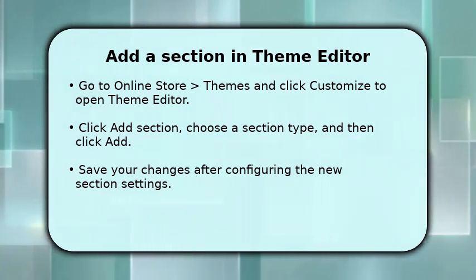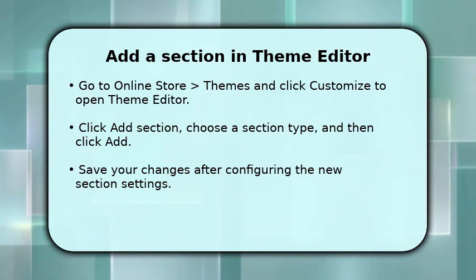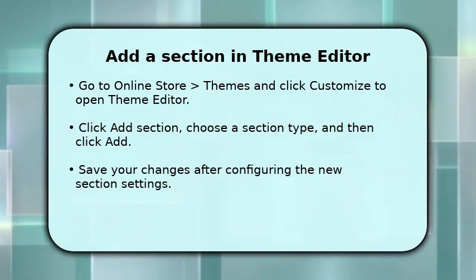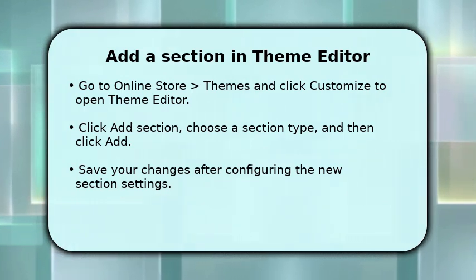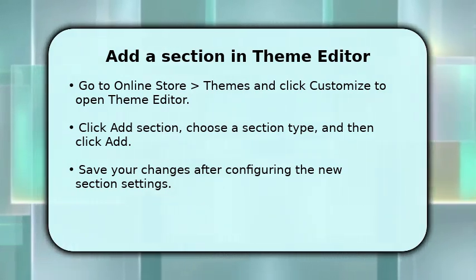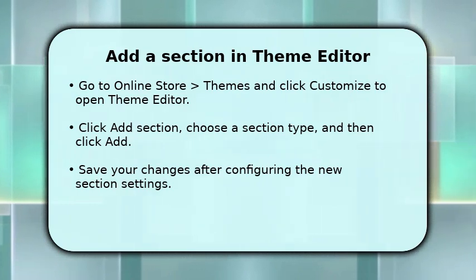Select the section type you want and click Add to insert it into the template. Configure the new section by adjusting images, text, and layout settings in the right panel. Click Save at the top right to apply your changes to the live preview.